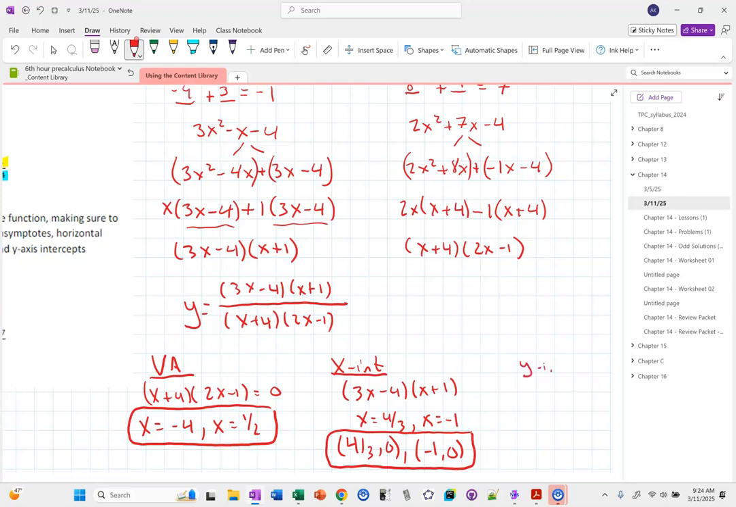Then maybe I'll find the y-intercept. How do I find a y-intercept? Plug 0 in for x.